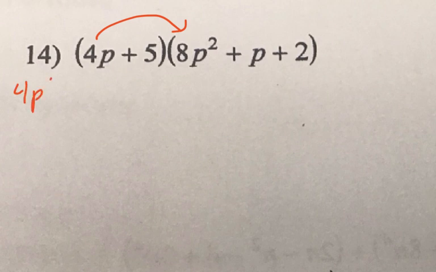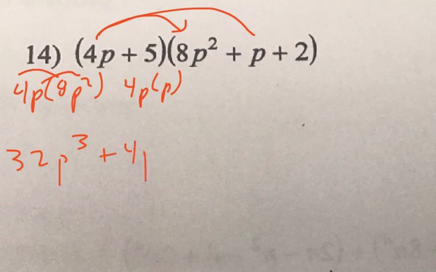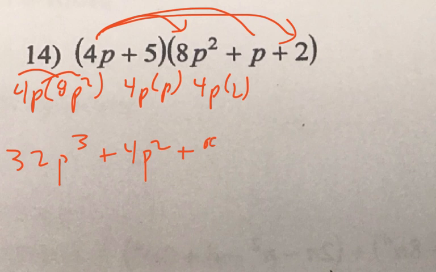I know I'm going to have 4p times 8p squared. That's going to be a 32p cubed. Again, 4 times 8 is 32. P times p squared is p3. Right? I got to do 4p times p. That's a positive 4p squared. And finally, I got to do 4p times 2. 4 times 2 is 8, so I get 8p.